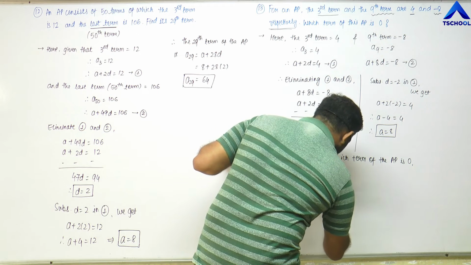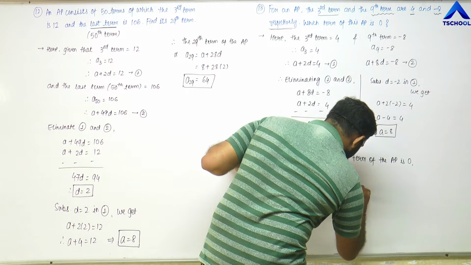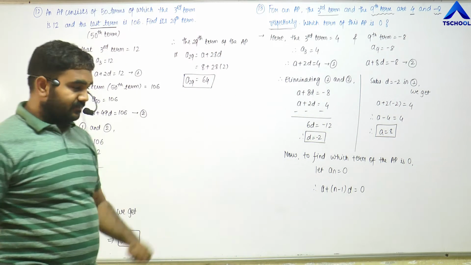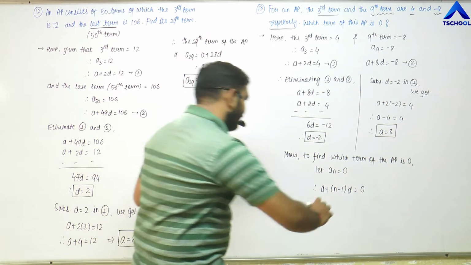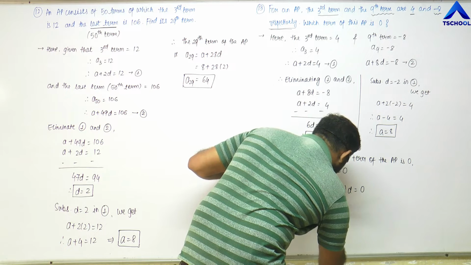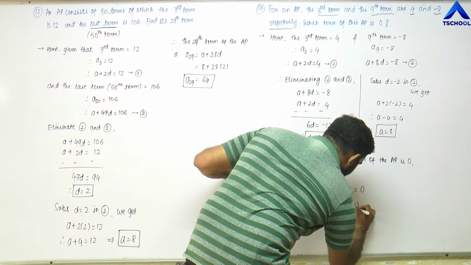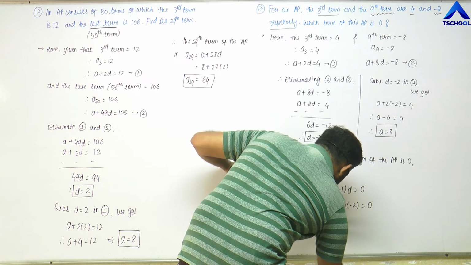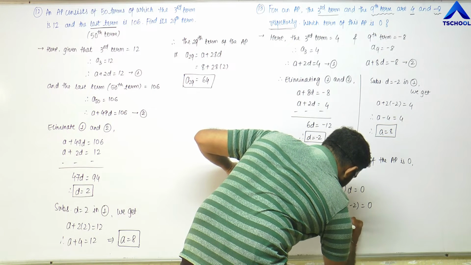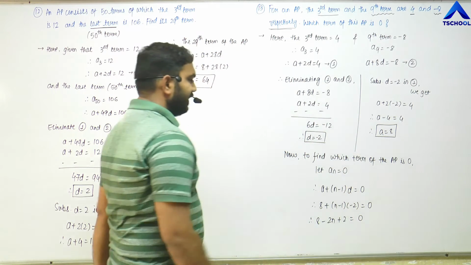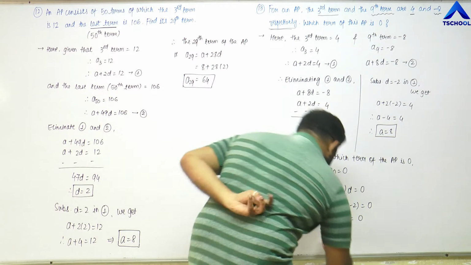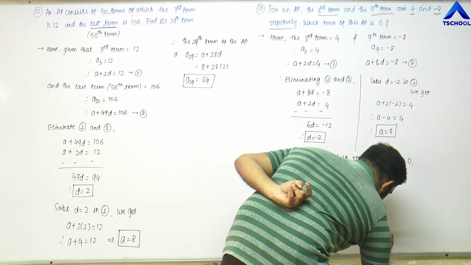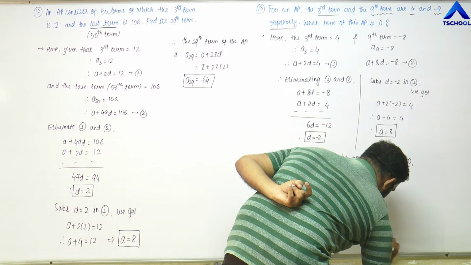Therefore, A plus N minus 1 into D is equal to 0, right? Because that is the formula of AN. Putting down the values of A and D, therefore 8 plus N minus 1 into -2 equal to 0. Therefore 8 minus 2n plus 2 is equal to 0. Taking that 2n on the other side, therefore 2n equals to 10, which gives me n equals to 5.